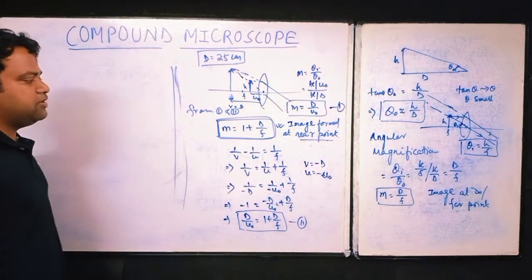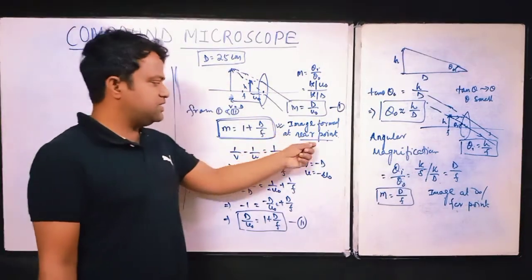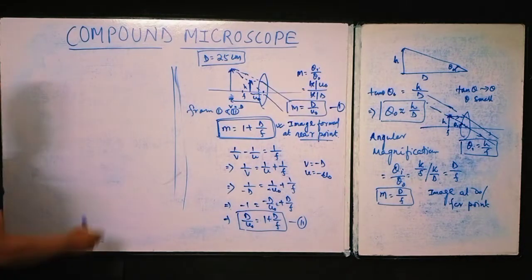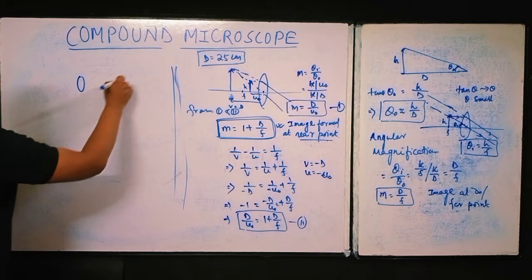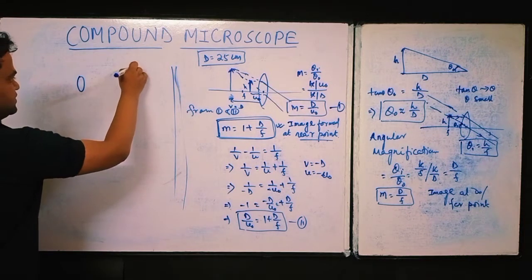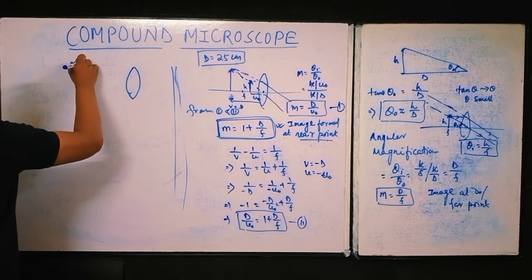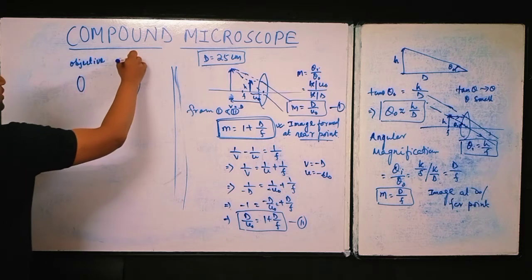Now we'll go to the compound microscope, which is basically the extension of your simple microscope. So compound microscope, there will be two lenses basically. One will be called objective and another is eyepiece.